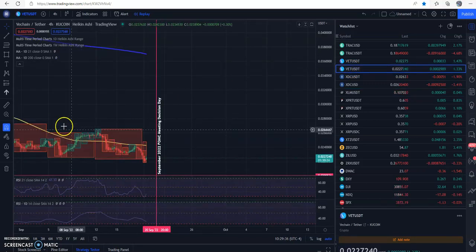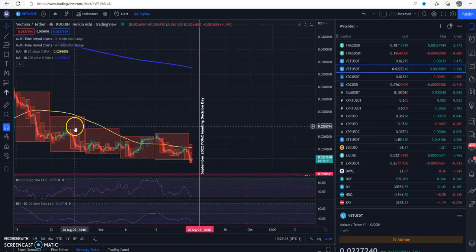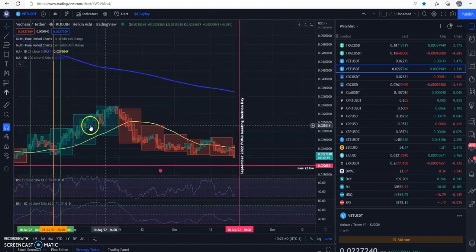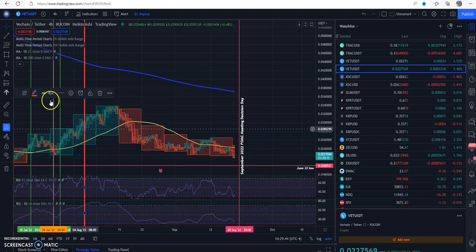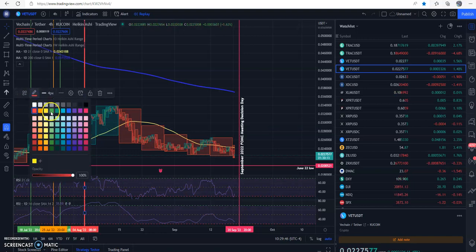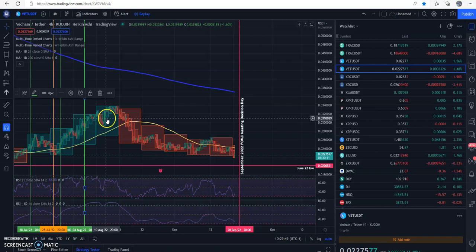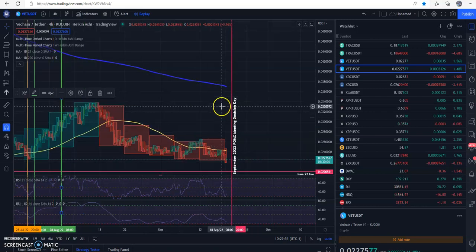VeChain, see, so we're below the 30 right over here. Right here we went above, so we could go over here and make that green. Okay, so we're in a buyer's market right now. It hasn't dropped below that 30 since it's been at the 70. All right, we're in a buyer's market, but we're not in a buyer's trade because we're below the 21. Okay.